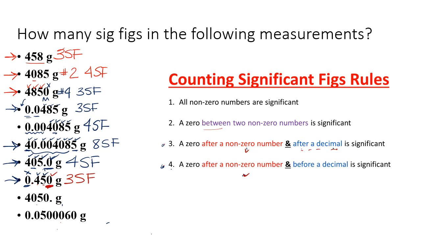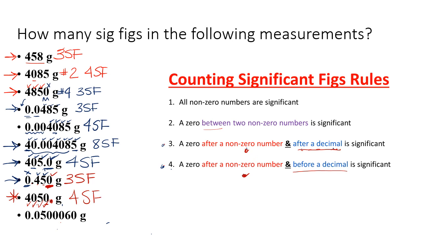Notice that on that 0, I said it is technically after a decimal. I mean, it's far after a decimal, but it is after a decimal, so it is significant. Let's go to this next one. The 4 is, we know from rule 2, this 0 is, this 5 is. Let's talk about that 0. Is it after a non-zero number? Yes. Okay. Is it after a decimal? Well, no. Is it before a decimal? Yes, it is before the decimal. So it is significant. So we have a total of 4 sig figs here.